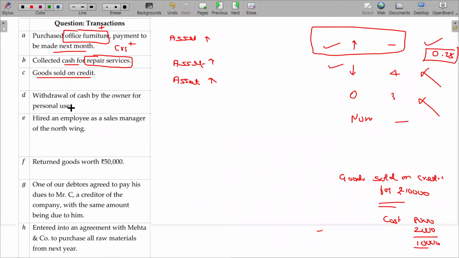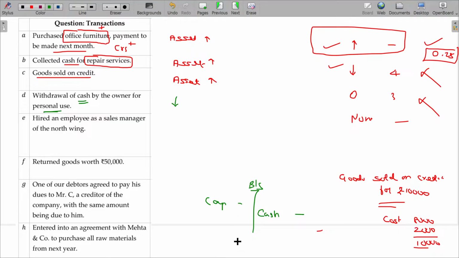Clear? Now, withdrawal of cash by the owner for personal use. Increase or decrease? Increase. Huh? Decrease, you know. Isn't it? In your balance sheet, cash is going to be a minus item. Ultimately, it is going to be subtracted from the owner's capital. So decrease is the correct answer.